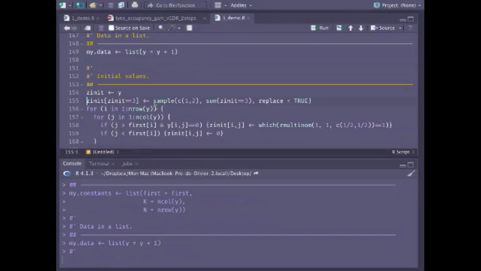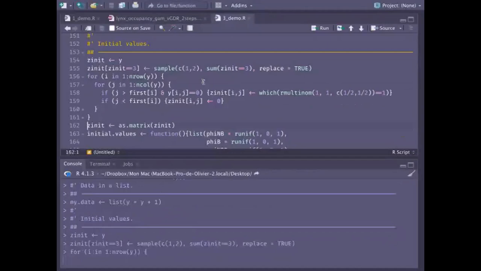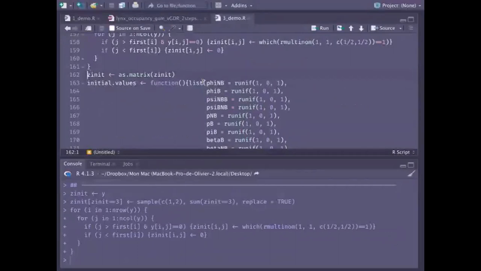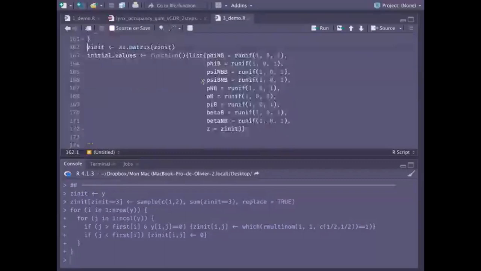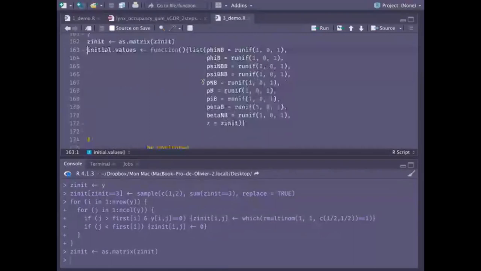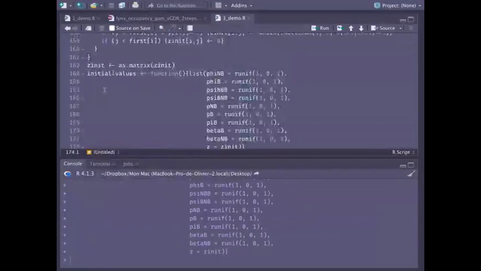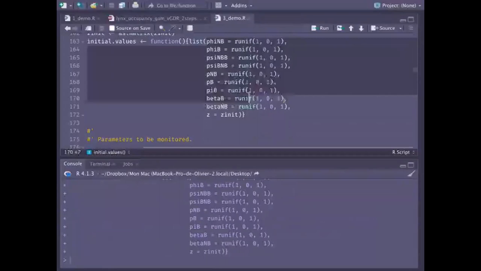Initial values. There are some tricks to simulate the initial values for the states. That's something that can take some time to figure out, but we need to generate some initial values for the states. I put everything in a function, initial values, which is a very original name. And for all the other parameters, I draw from a uniform distribution between 0 and 1.